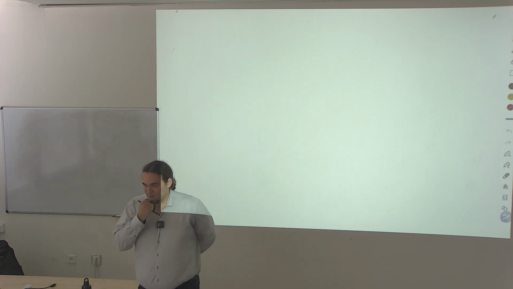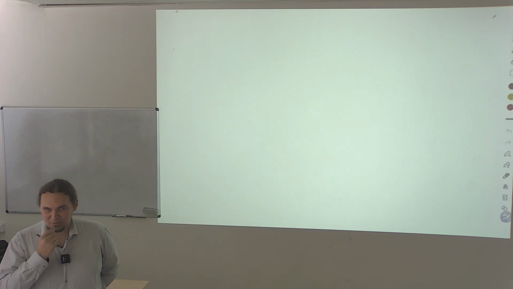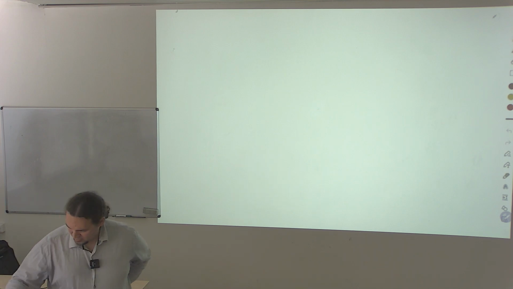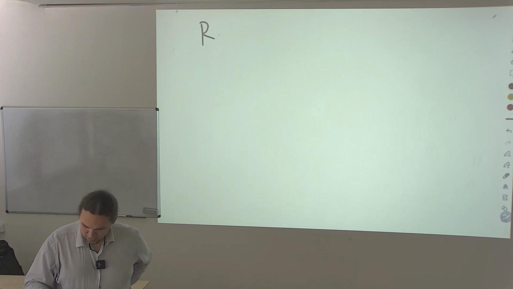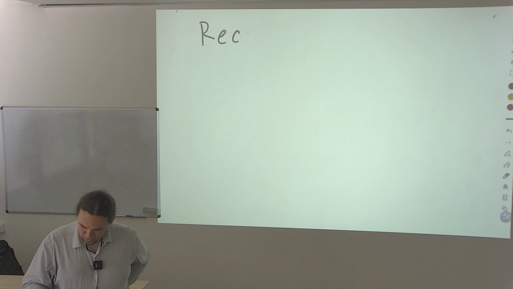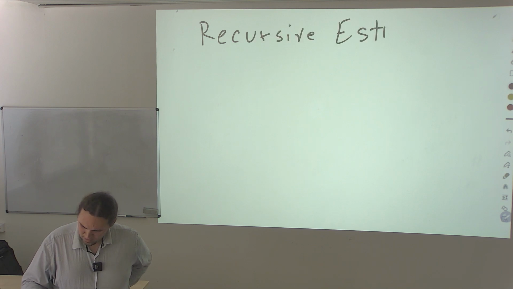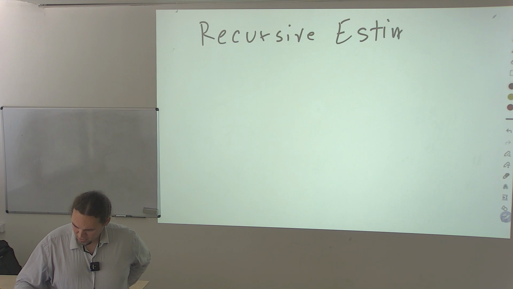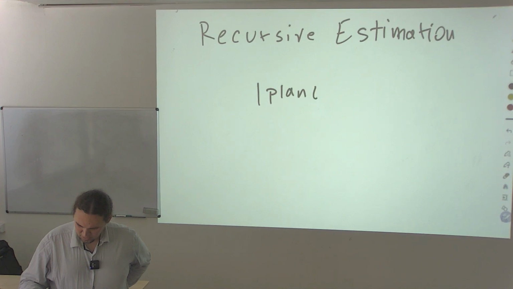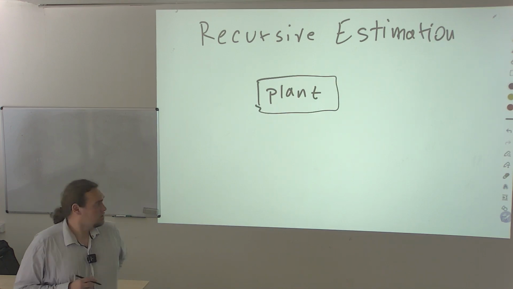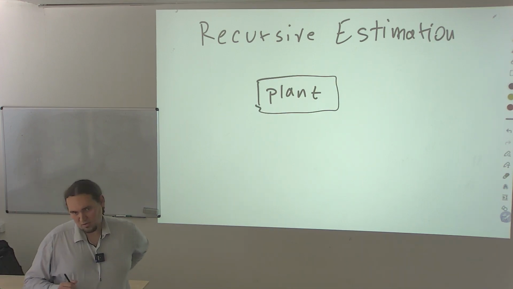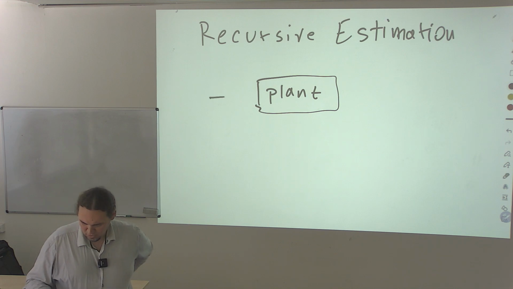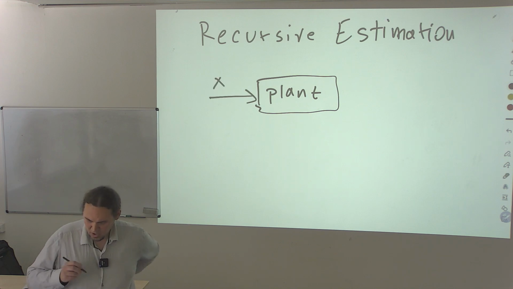Good. So let's start our last topic of this course, and this will be called recursive estimation. The whole idea and the whole question is: we have our plant, process, or system, or whatever, which we have understood in some way.